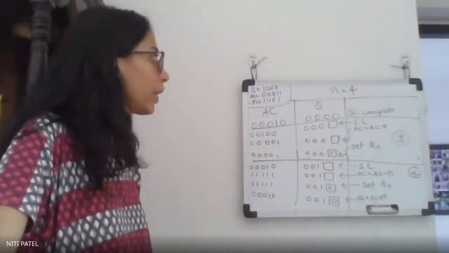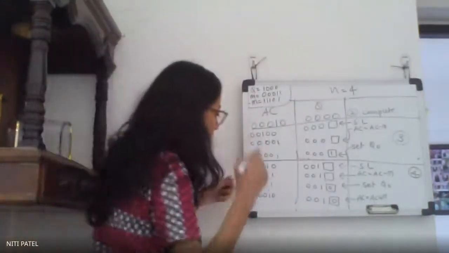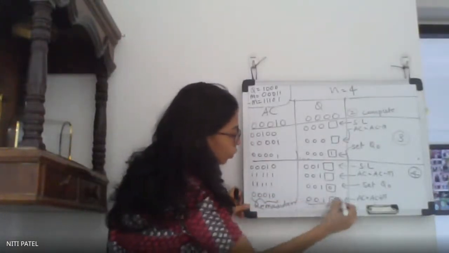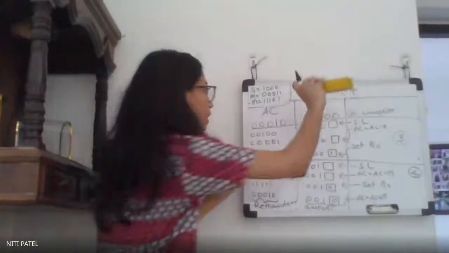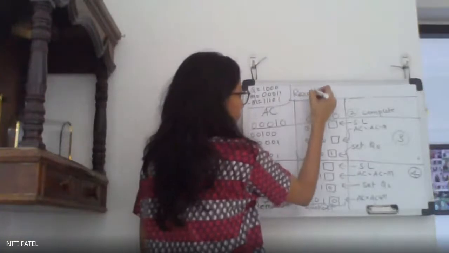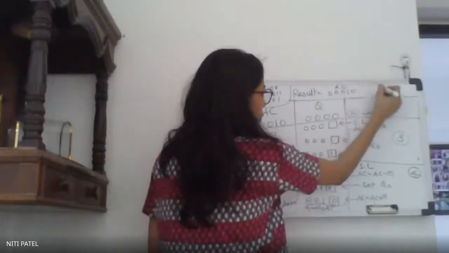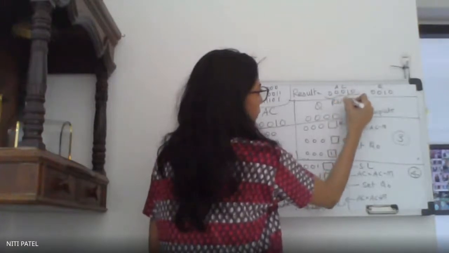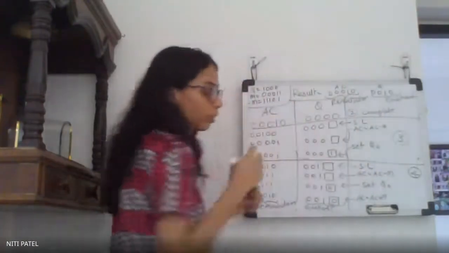So with this I have completed the number of cycles, which was equal to n. So what is my remainder? My remainder is the contents of AC. And what is my quotient? My quotient is the contents of Q. So how do you write the result? Result is AC that is 00010 and Q is 0010, where AC is the remainder and Q is your quotient.